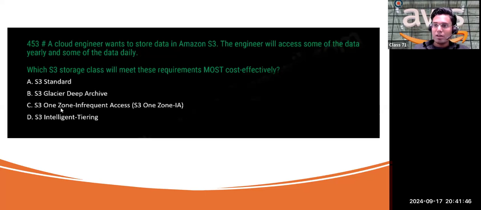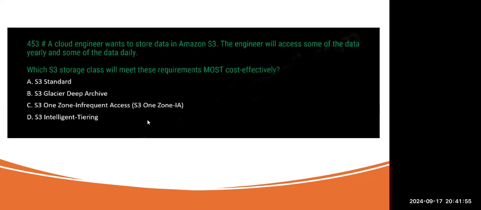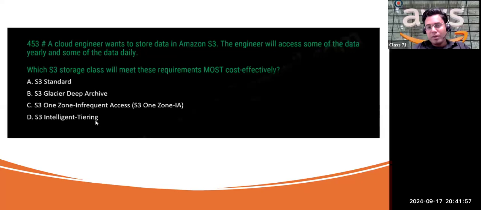So both are gone. One zone, infrequent access. No, because infrequent access means not daily. So intelligent tiering. What will we do in intelligent tiering? We can create a rule. They automatically do these things.